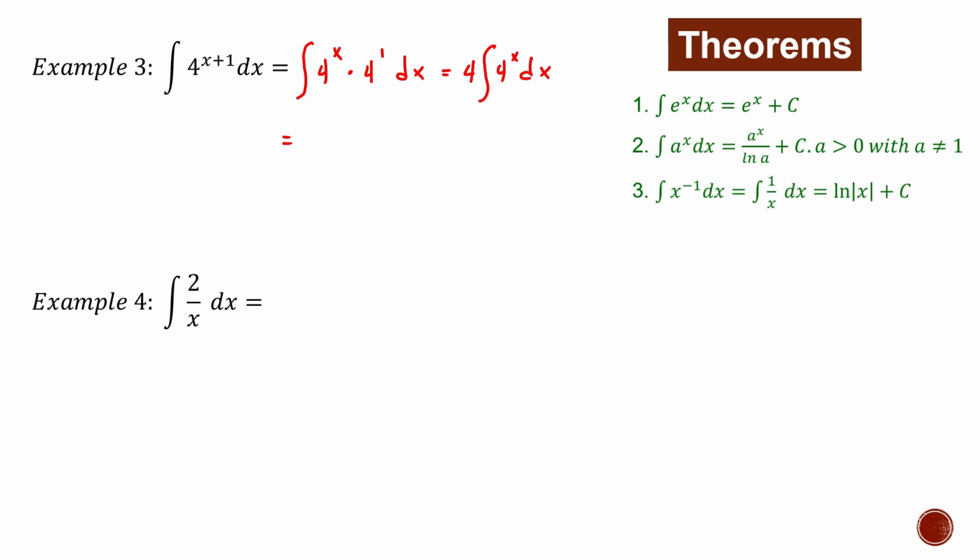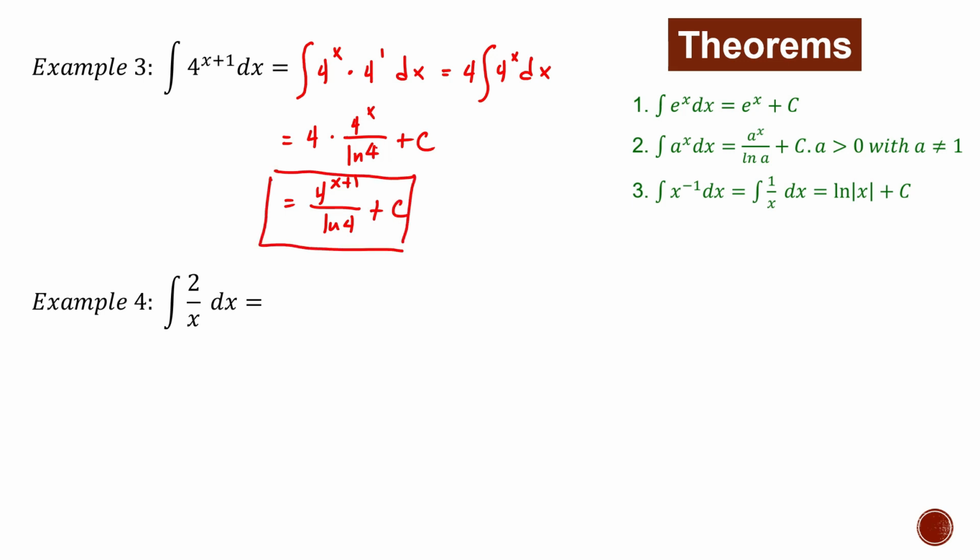So this is going to be 4 times 4 raised to x over ln of 4 plus c. All right, which means that our final answer, 4 times 4 raised to x, will just be 4 raised to x plus 1 over ln of 4 plus c. And that is going to be our final answer.